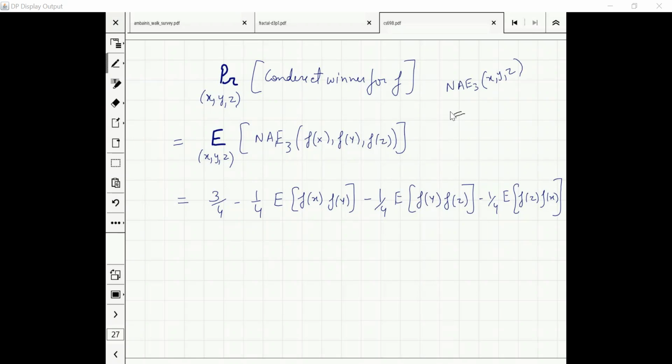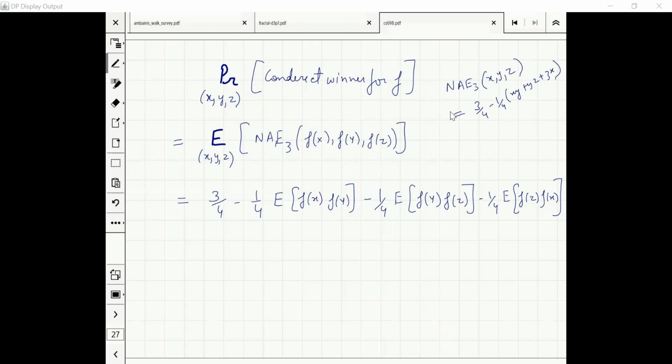3/4 minus 1/4 xy minus 1/4 yz minus 1/4 zx. Very nice, right? And I have just taken this Fourier representation and applied my favorite theorem, linearity of expectation. That gives me the expression. If I can figure out this expression, then I can prove Arrow's theorem.